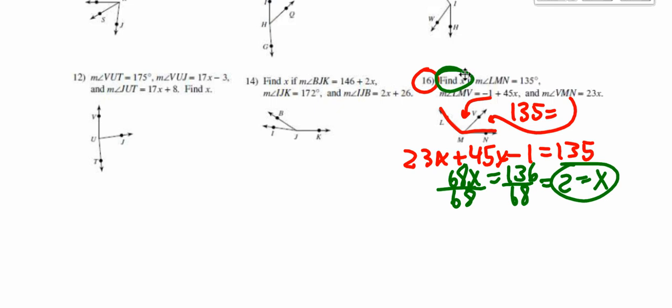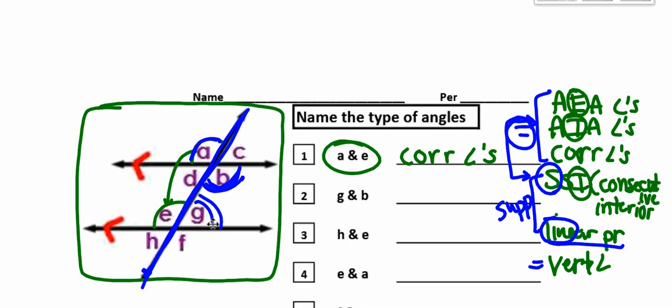Go back and read the directions. It only asks for x, so it can stop right there. If it asks for one of the angles, I'd have to take that 2 and plug it into it. So that's what these ones are. And lastly, it says name the type of angle.